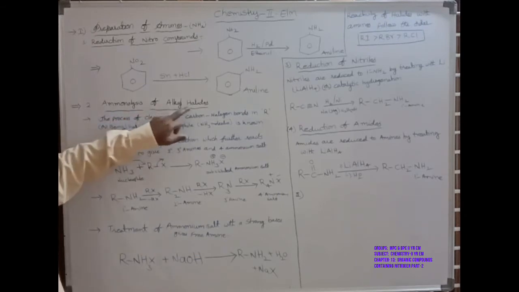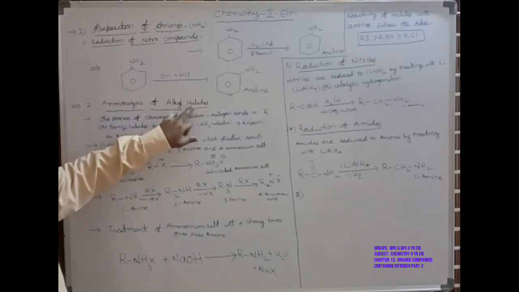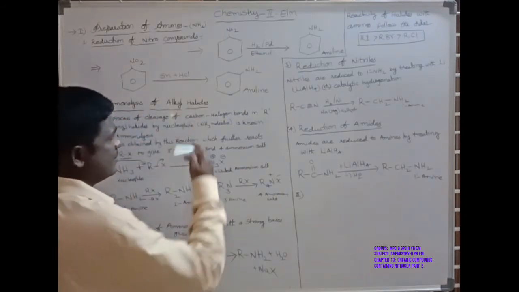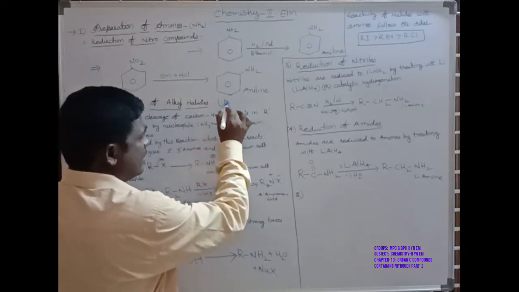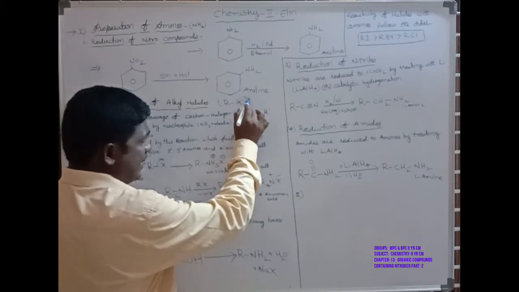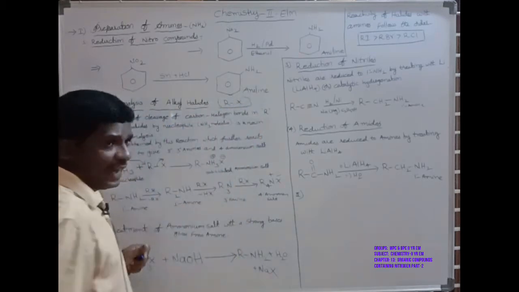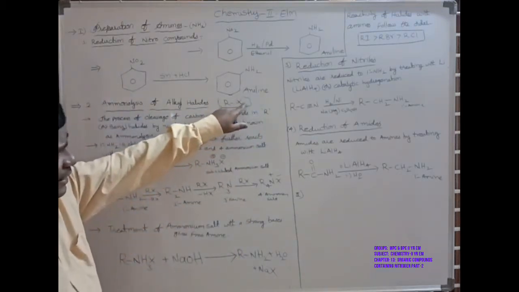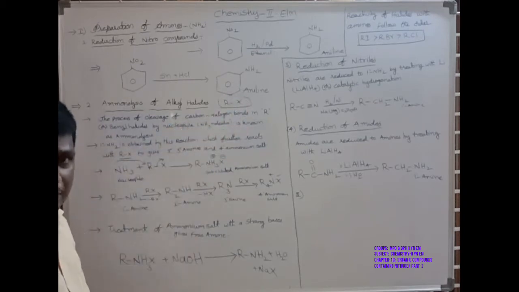Ammonolysis of alkyl halides. Here R means the alkyl group. X indicates the halide, the alkyl halide. X is also called a 7A group element.